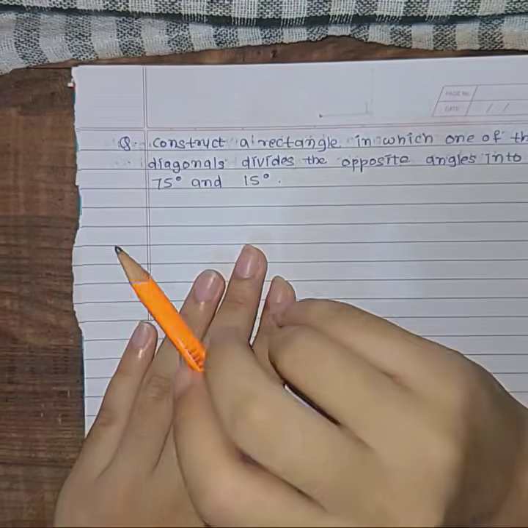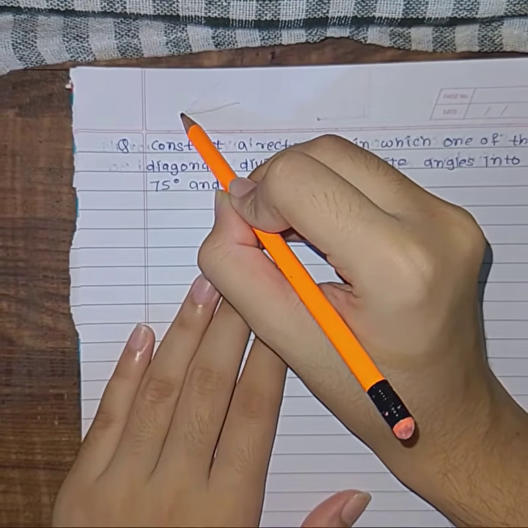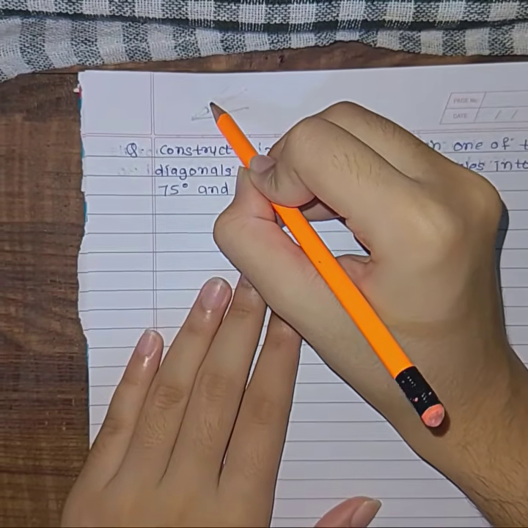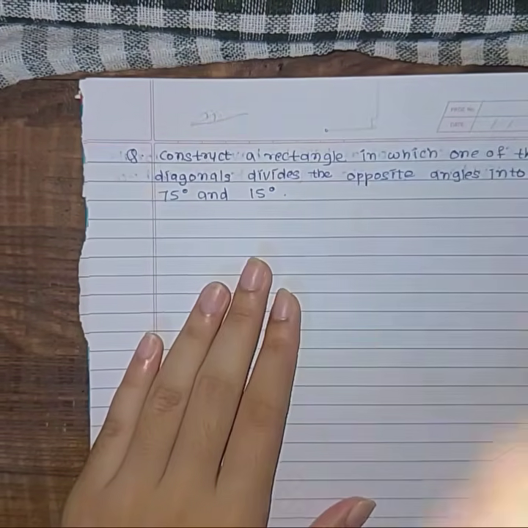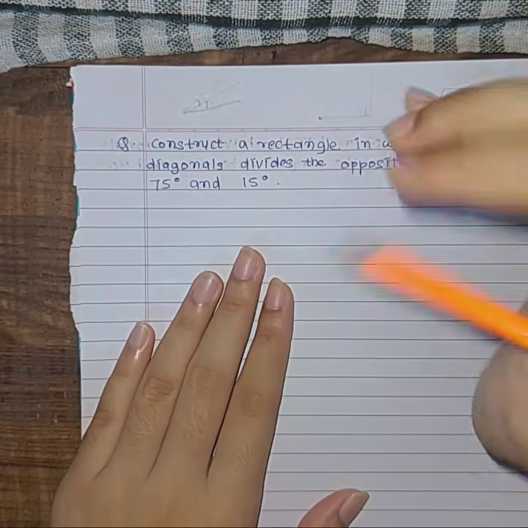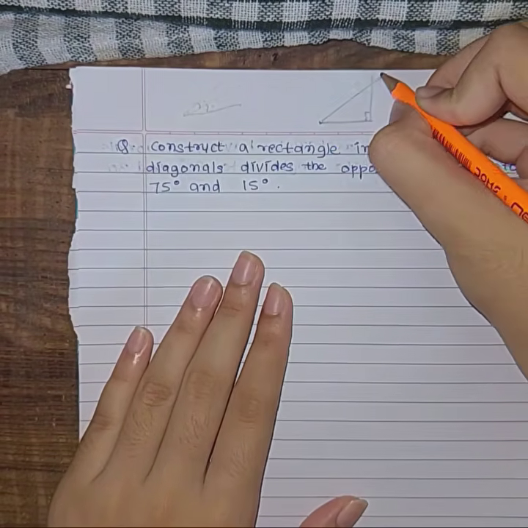You can either mark 75 degree or 15 degree, anything, because if this is the angle and you are dividing it, okay, so this can be 30, this can be 60, or this can be 60 and this can be 30 as well. So you can take anything. So I will be taking 75 degree over here. So you take an angle of 75 degree and you draw a big line.